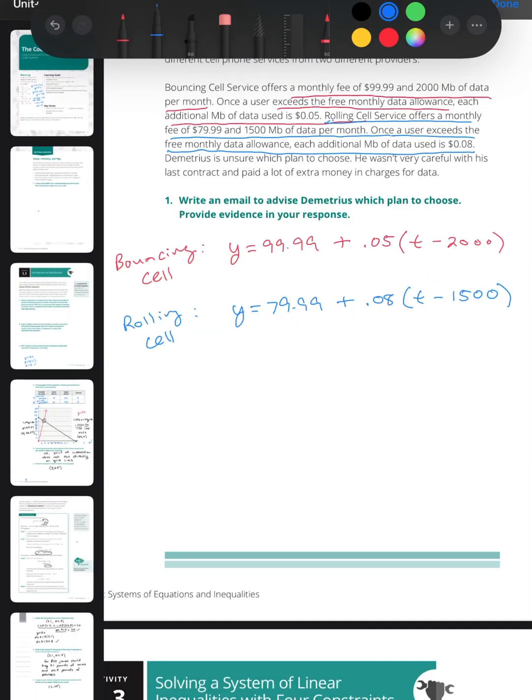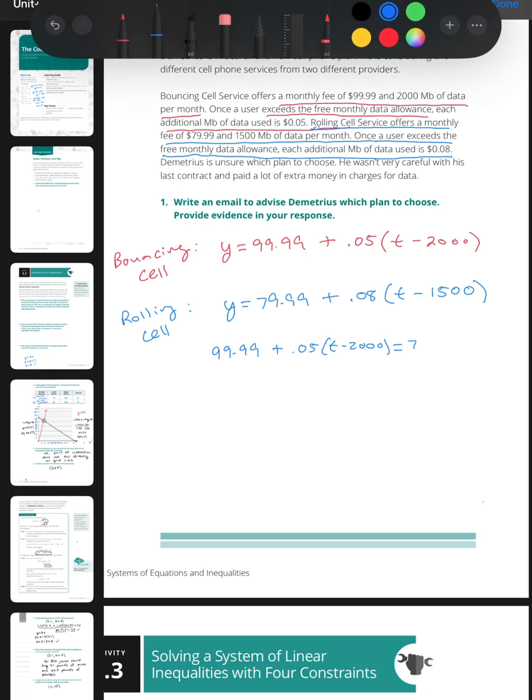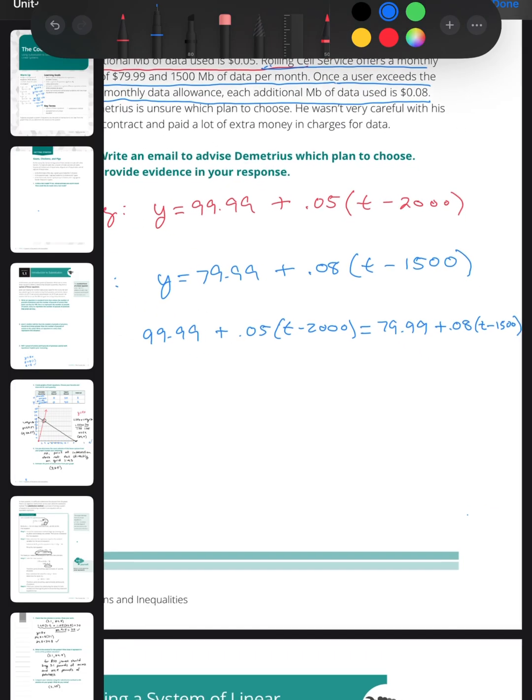All right, so now let's solve this system of equations again, and let's find out that value of t again, where the point where their price is the same, where they're crossing again. So if I set them equal to each other, 99.99 plus 0.05 times t minus 2,000 is equal to 79.99 plus 0.08 times t minus 1,500. I'm going to squeeze that in there. I'll make it a little bit bigger on the next line.